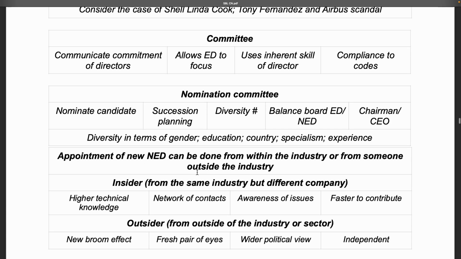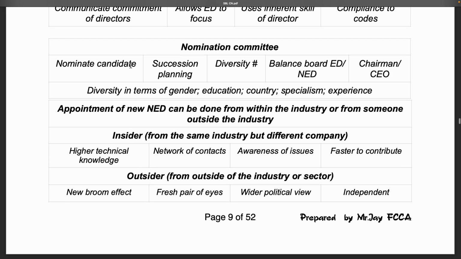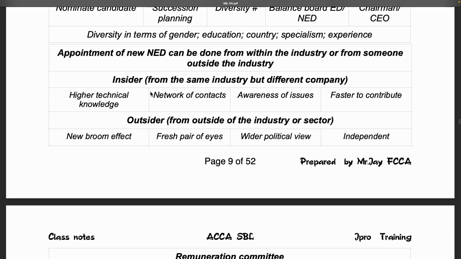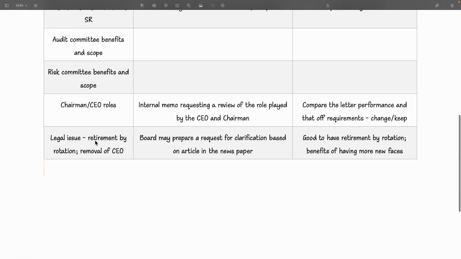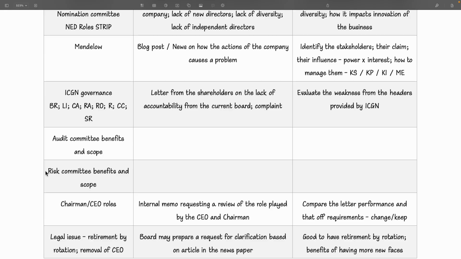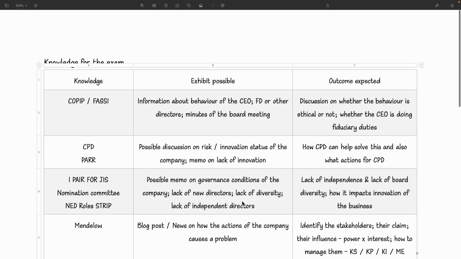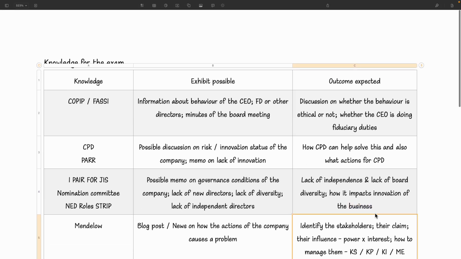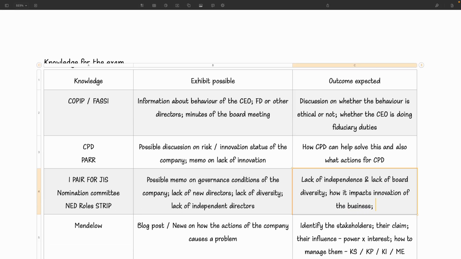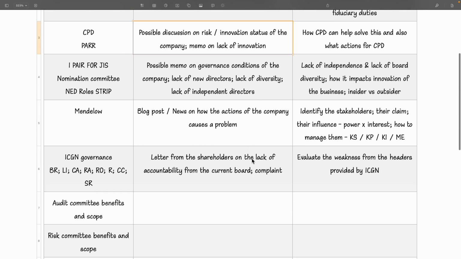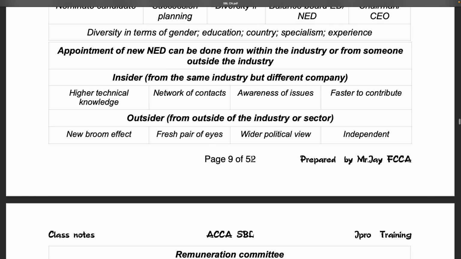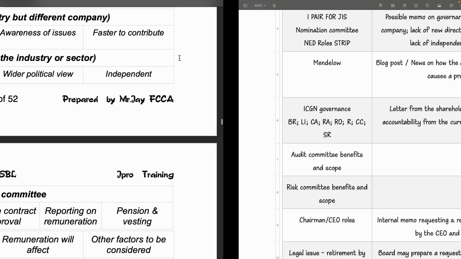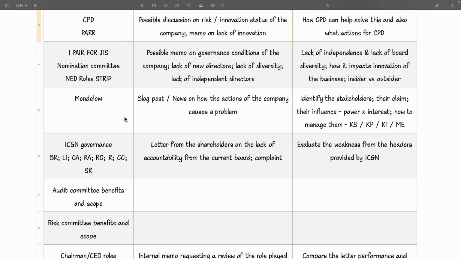Okay. Now, then you've got the nomination committee, the role. Remember, nominate, succession, diversity, and so forth. And you've got insider and outsider nomination. Just remember, you've got insider, outsider nomination. Okay. Now let's move on to the next part. Insider, outsider director also possible. I would suggest you may have to consider this part.